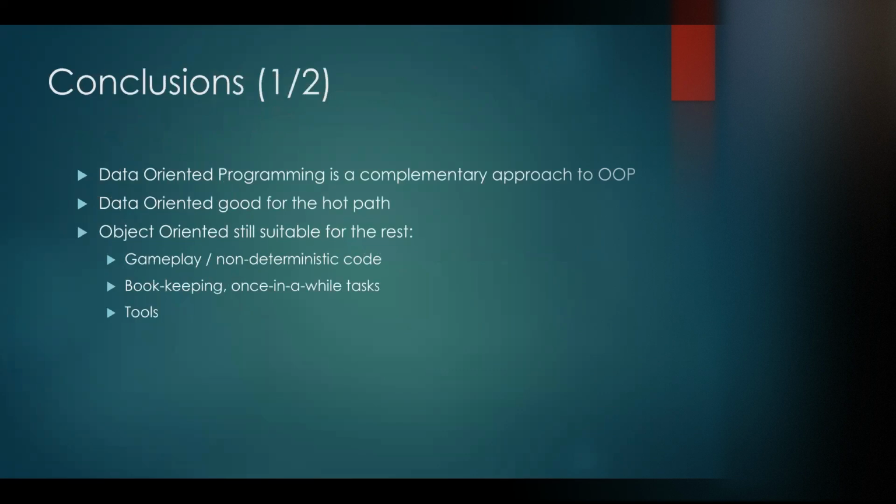So everything we call from the update loop, the update function that needs to walk through a big array of data or objects, these are all candidates to slow down, take a step back, and rewrite them in terms of the CPU cache. But object-oriented programming is still very suitable for everything else, really. Gameplay, non-deterministic code, stuff that is bookkeeping, once-in-a-while tasks, and tools that need to run in the editor and don't necessarily need to be performance critical. All this stuff, object-oriented programming is still the way to go.